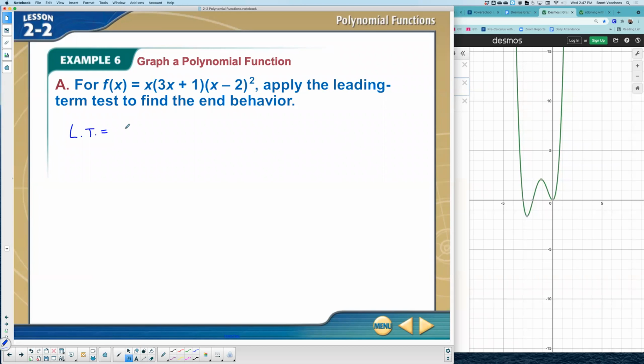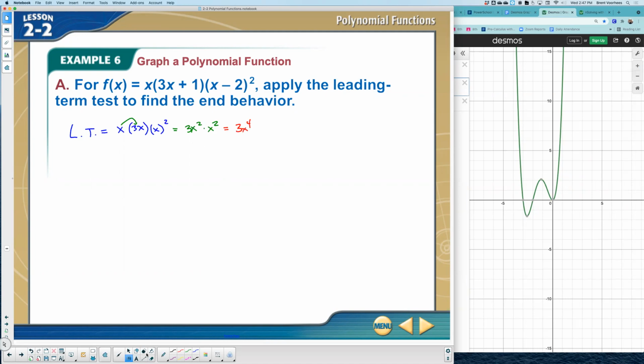So the leading term will be x times 3x times x squared. I just drop all the terms that don't have an x, and I'm going to multiply this through. What is x times 3x? 3x squared. So that's 3x squared, and that needs to multiply with x squared. I don't need that parenthesis anymore. What is 3x squared times x squared? There's 2 x's, there's 2 more x's. How many total x's is that? It's 3x to the 4th.